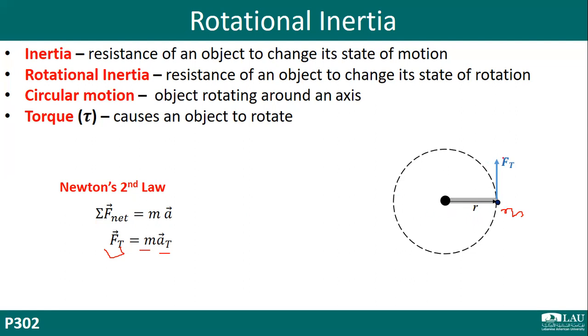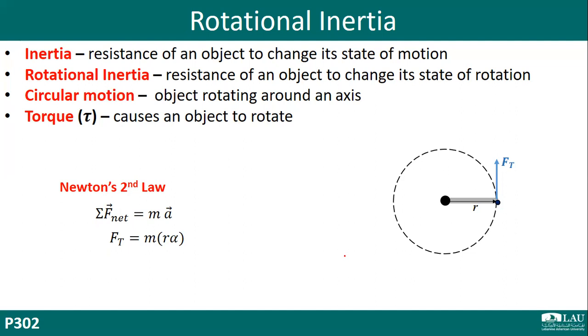Now let's start rotating the system by applying this tangential force Ft. From Newton's second law, we obtain this expression by replacing F net by Ft and a by at. We know that we have a relationship between at and the angular acceleration, so we can simply replace at by r alpha. So Ft equals m r alpha.